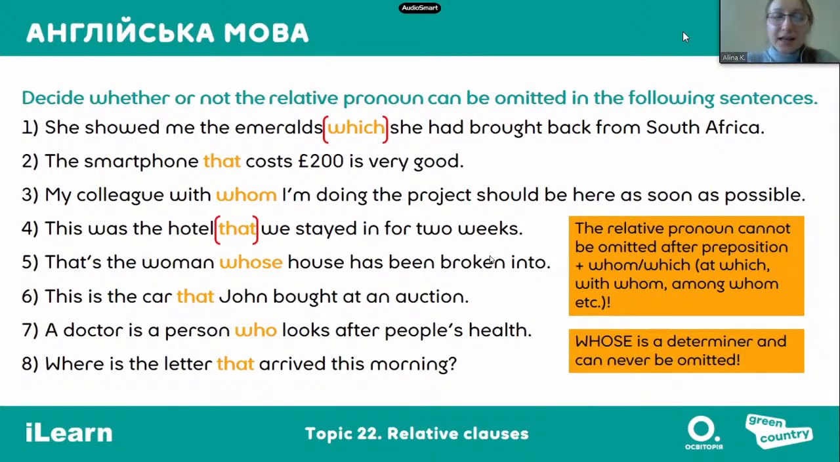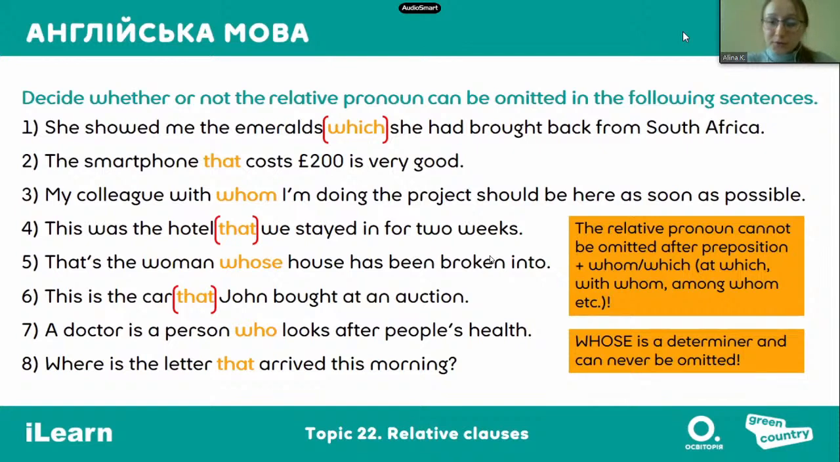Okay, number 6. This is the car that John bought at an auction. Yes, we can omit. Why? Because again, that is an object. Да? Можете навіть собі співставити. John bought that. John bought car. Тобто, да, це додаток, да, над ким виконується дія. Якщо так, то ми можемо його опустити.